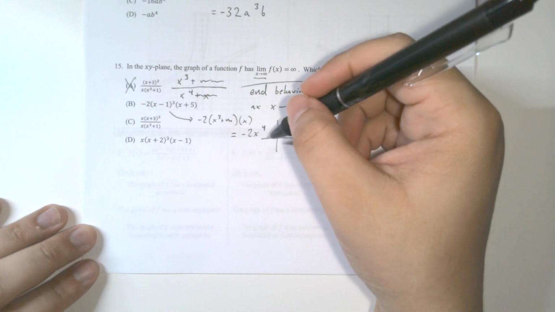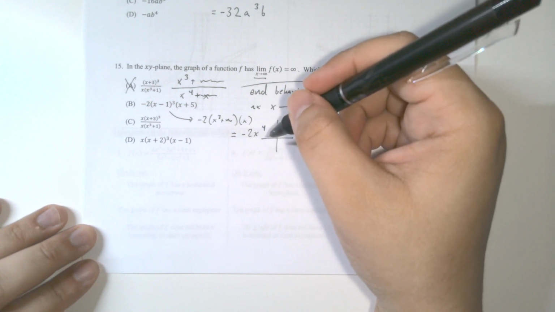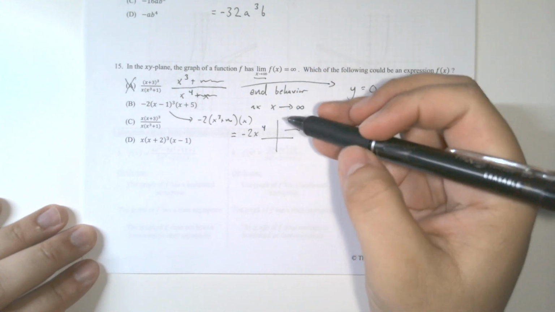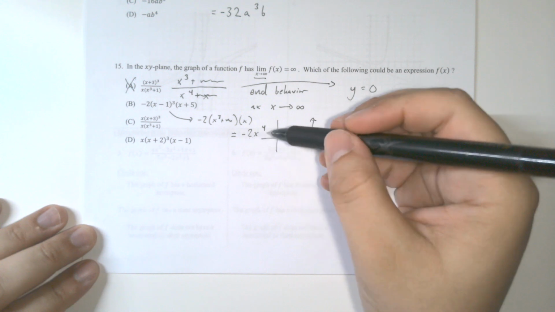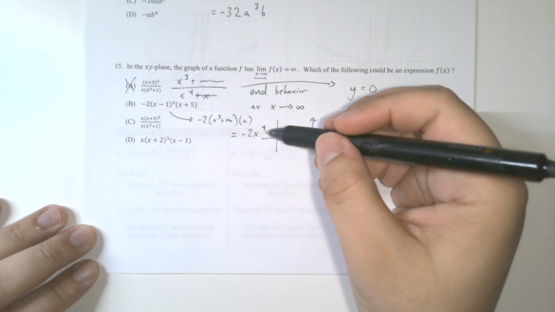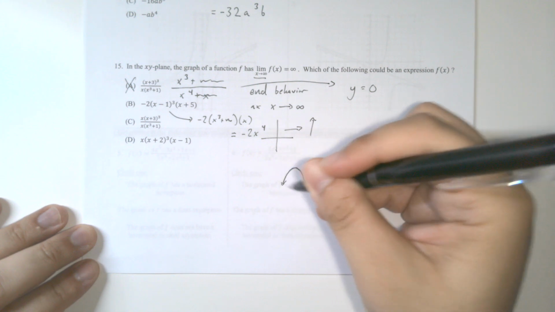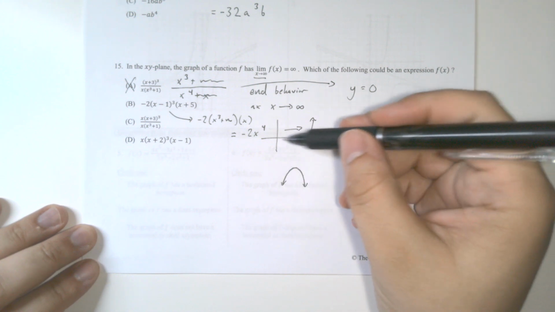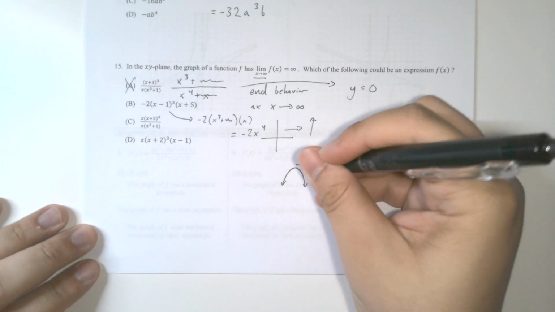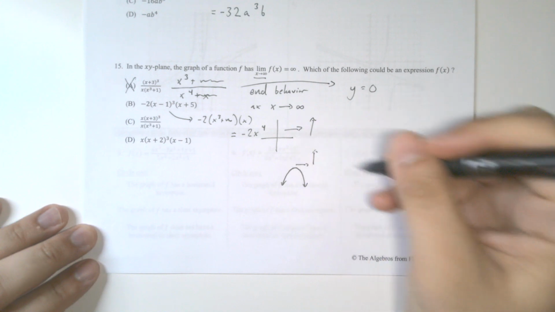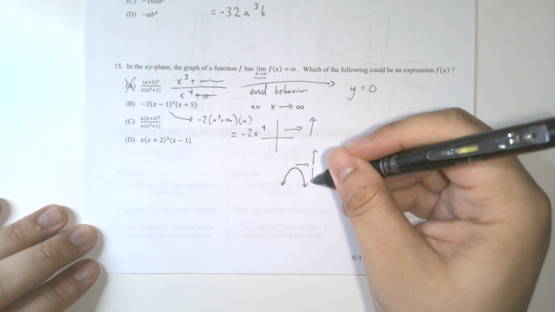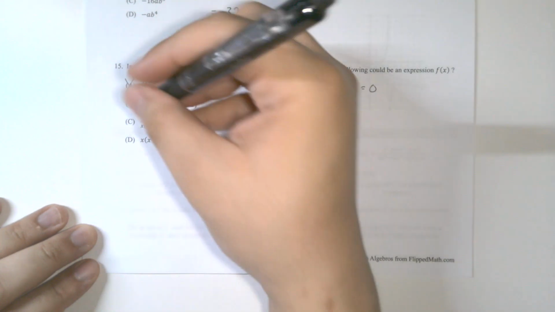And if we remember from our polynomial end behavior chart, a polynomial with a negative leading coefficient and an even degree is going to have end behavior that looks like this. And so as we go to the right, it needs to go up, but this one is going down. So B cannot be it.